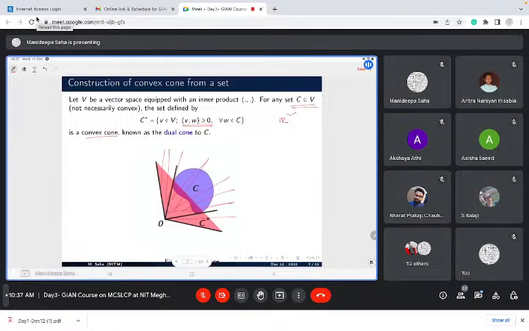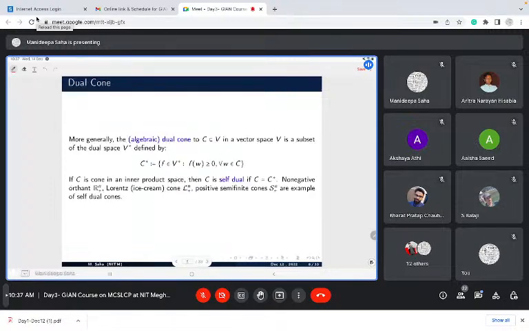Now the question is, if it is not an inner product space, whether this can also be generalized or not. The answer is yes, and that's something the Riesz representation theorem says: the inner product we can always represent by a functional. That's how one can define it. This is the more general case, and people call it the algebraic dual of a cone. In that case, C star is the set of those linear functionals f on V such that f of v is greater than or equal to 0. That is the most general definition.